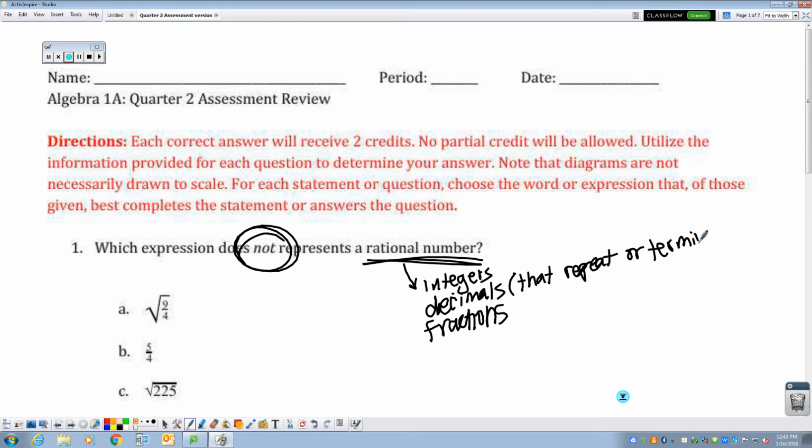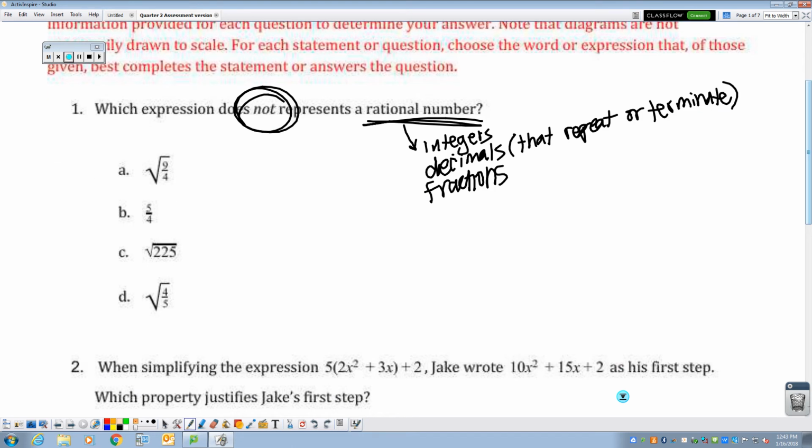And for this question, our numbers are kind of disguised a bit, so we need to type them into our calculator. And if we type this first expression into the calculator, it's going to tell you that it's 1.5. That's a decimal that terminates. 5 over 4, well, that's a fraction. So that also is a decimal that terminates. If we put it in our calculator, we get 1.25. The square root of 225 is 15. So that's a nice integer.